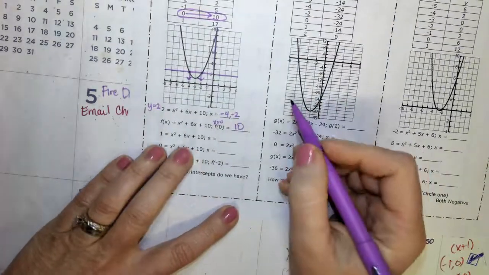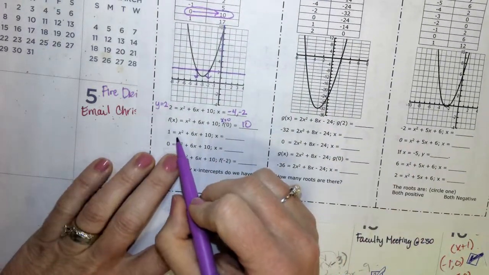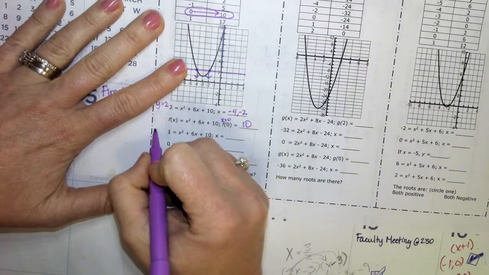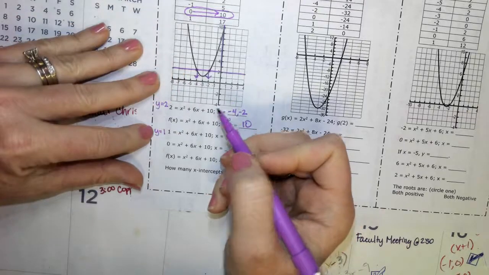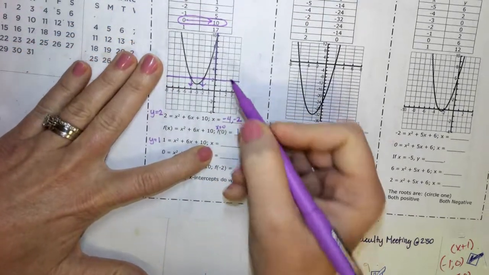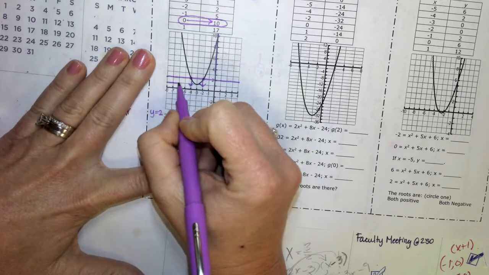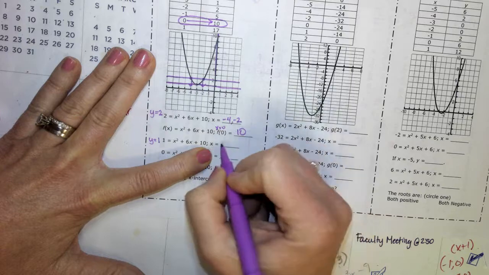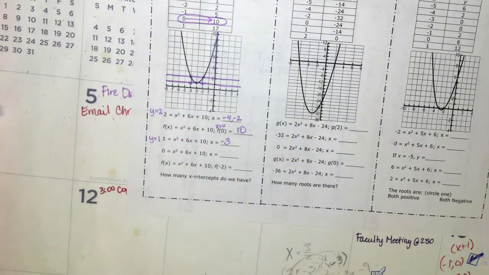Okay. So now I have 1 equals x squared plus 6x plus 10. So again, this 1 is my output. So that's like saying y equals 1. So when I have an output of 1, what is my input, which would be the x? So I would draw my line here. So I only have 1 point, and that would be when x equals negative 3.